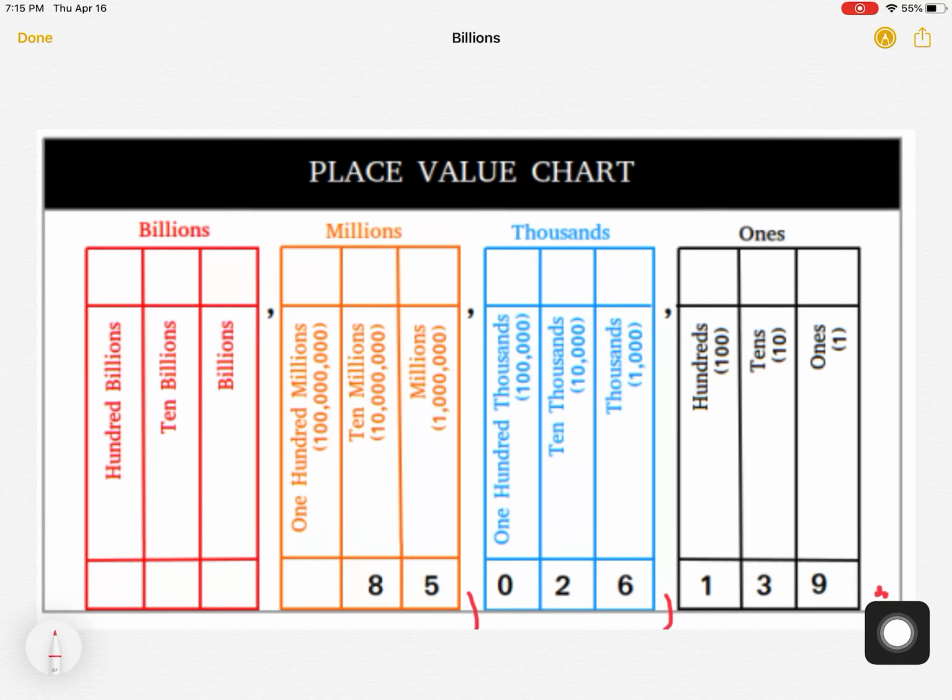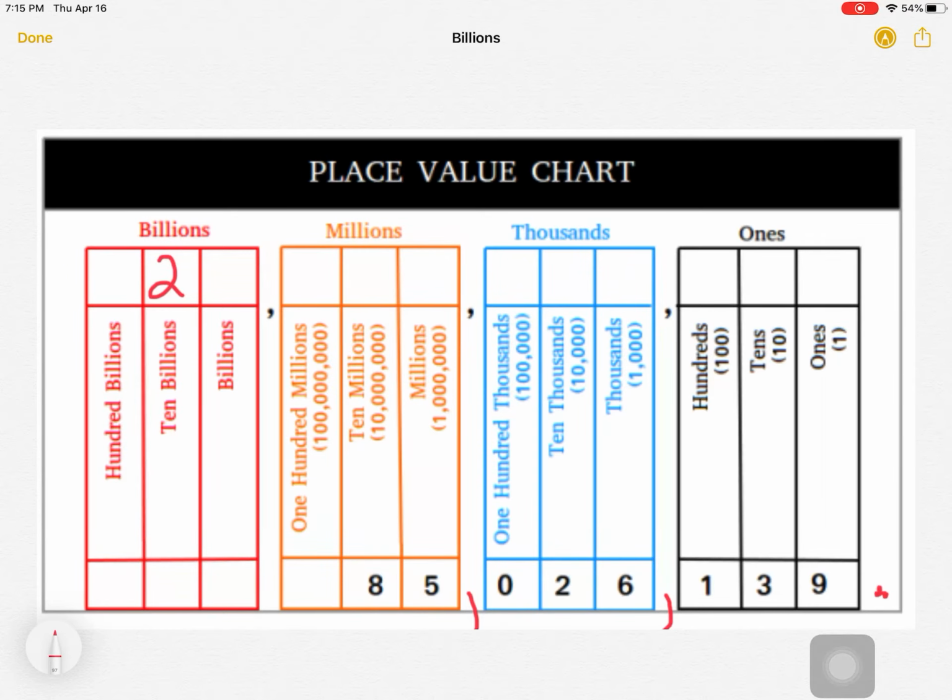So now that I got sidetracked, let's go ahead and say our number. 85 million, 26,000, 139. Look, the decimal means stop. Don't say it. Let's try it one more time. 85, the comma tells me million, that I have to stop and say the place. 85 million, 26,139.